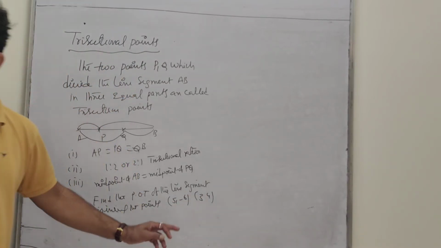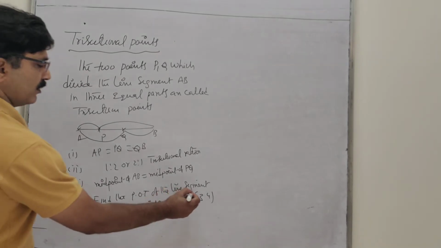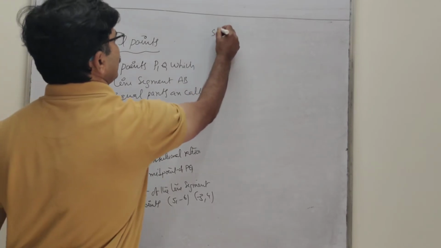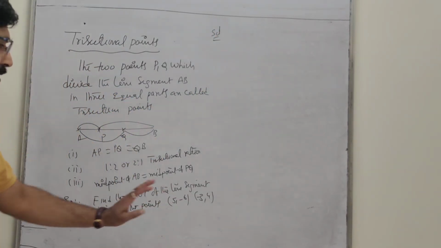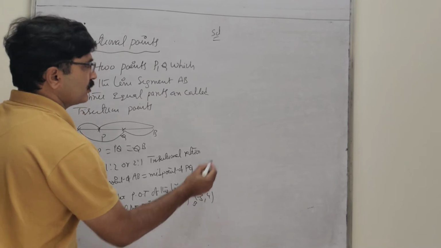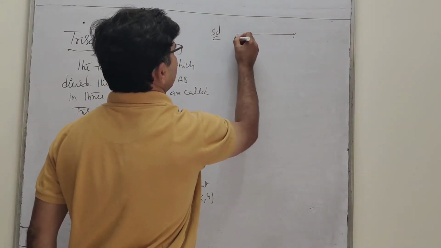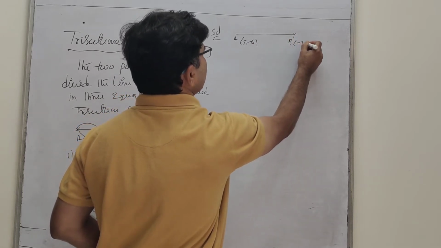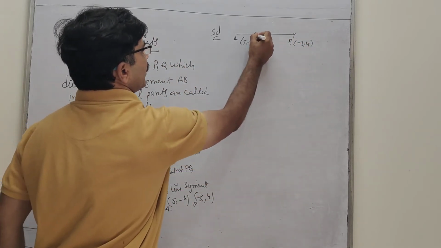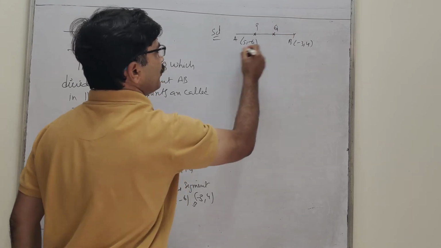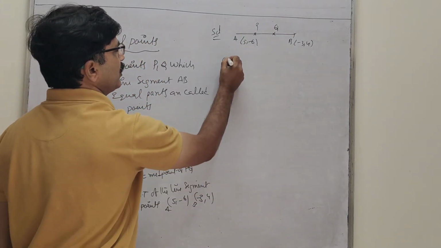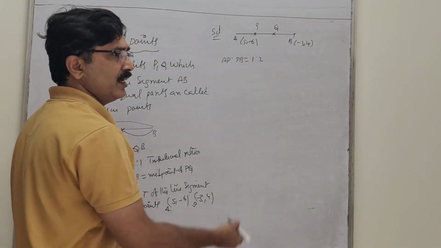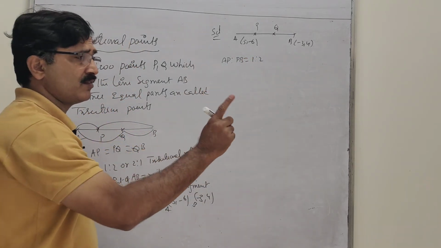Let us check it out. What is the solution? These are the two points. I will say this is A and this is B. A is (5, minus 6) and B is (minus 3, 4). Somewhere here P, somewhere here Q. If you want to find P, what is the ratio? AP is to PB is 1:2, internal. It is internal, not the external formula.